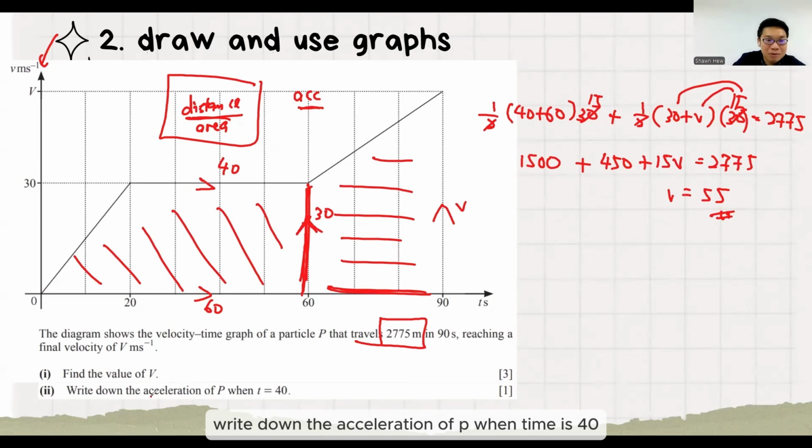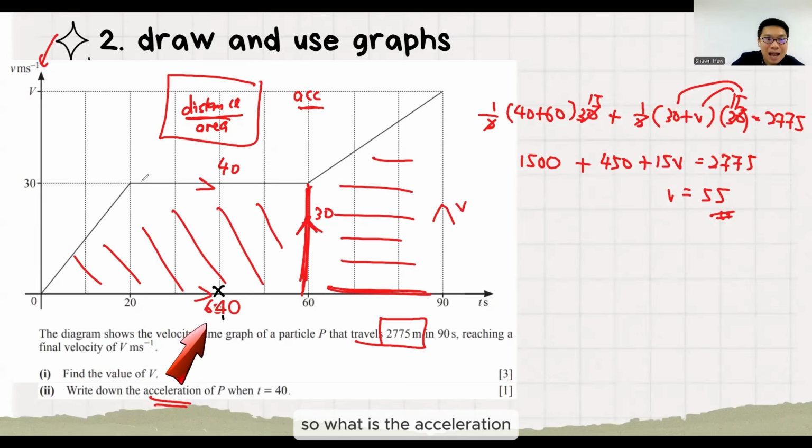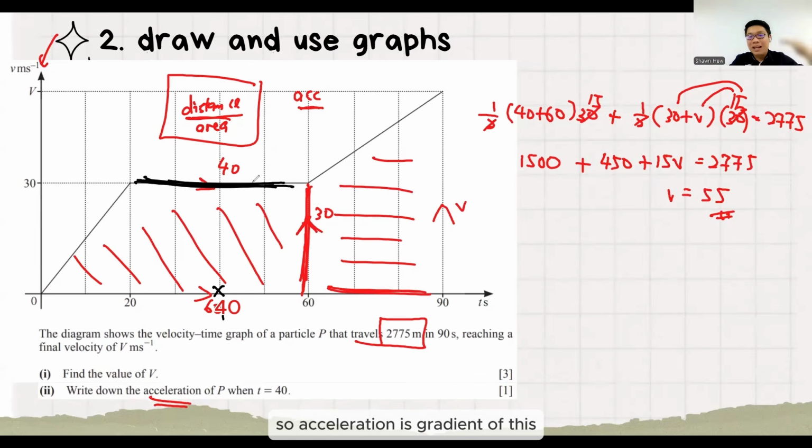Then next, write down the acceleration of P when time is 40. So what is the acceleration? Acceleration is the gradient of this. You know that a horizontal line means the gradient equals 0. So the acceleration is just 0 because it's horizontal, no gradient.